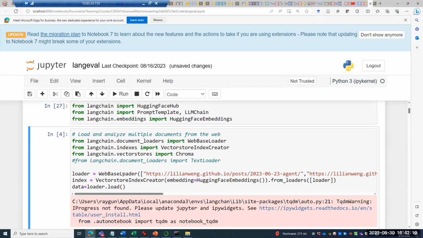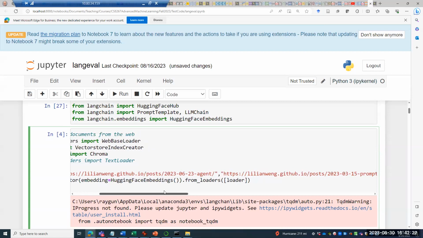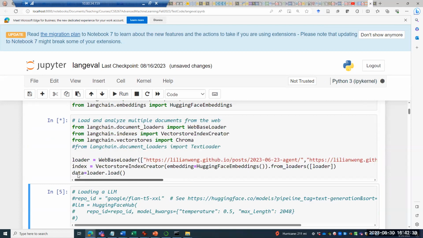Here is the same thing, I just copied it from that place. But what I did was I have 2 documents. If you have 2 documents, you have to provide them in square brackets, separated by commas. Let me run this one. So it's running.